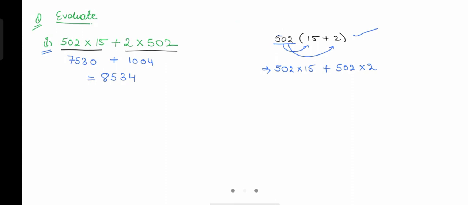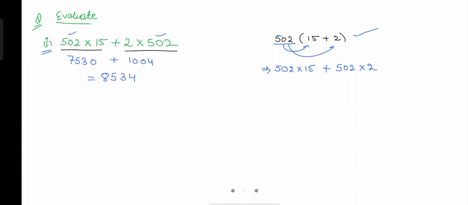They just give you this question and ask you to solve it with the distributive property. In that case, what are you going to do? You're just going to find out which number is common in them. You see, the number which is common in these two terms is 502. These are two terms. Why are these two terms and not four?